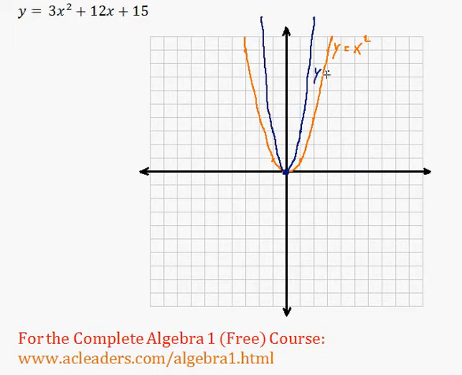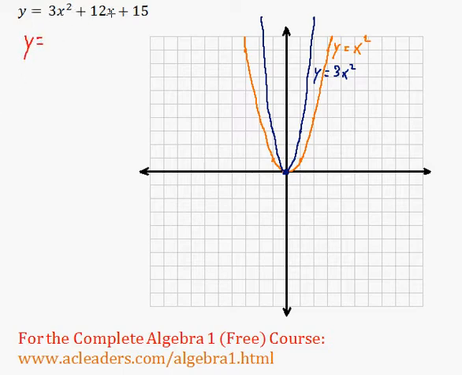So this is our y equals 3x squared curve. Now I will complete the square for this, and we can be confident that we already know the shape of this parabola, which is equivalent to the shape of y equals 3x squared. So let's get started.